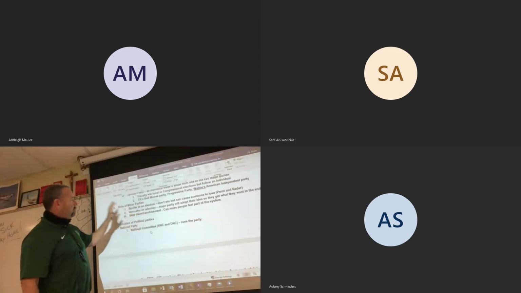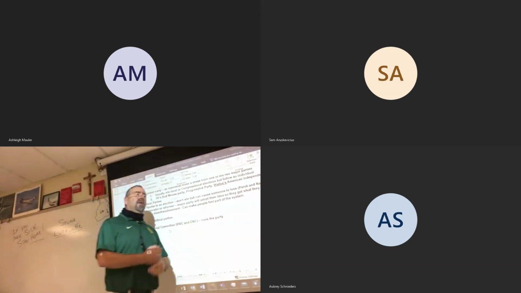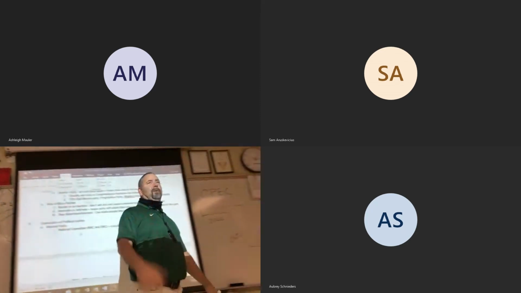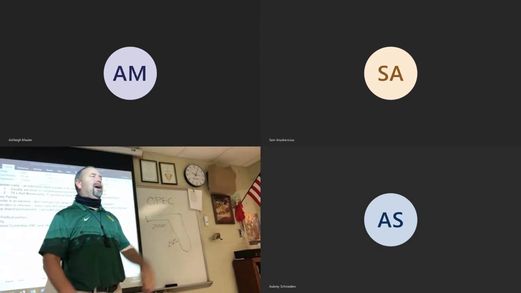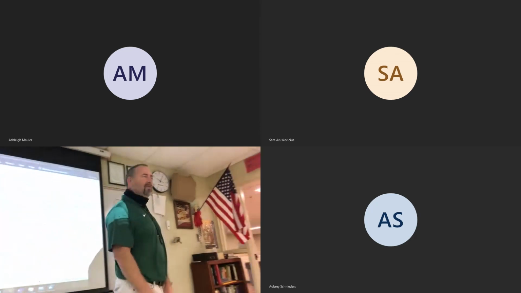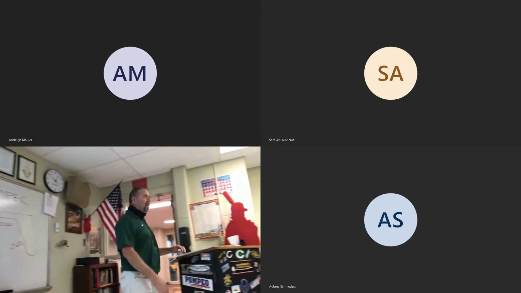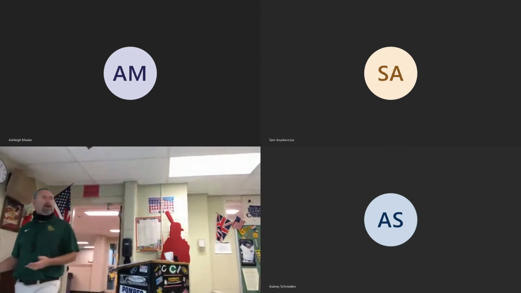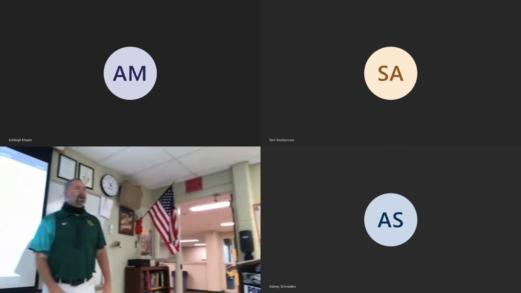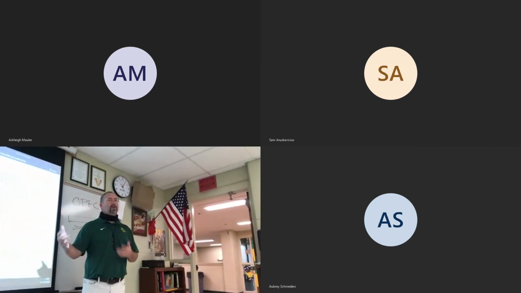These third parties can help stop disenfranchisement. If you're a person and you're like, I don't like these Republicans, I don't like these Democrats, I'm not going to get involved in the election process. I don't care. I don't like either one of them. Well, if you have a third party, like a Libertarian Party, you may get some more people that generally wouldn't get involved to get involved.